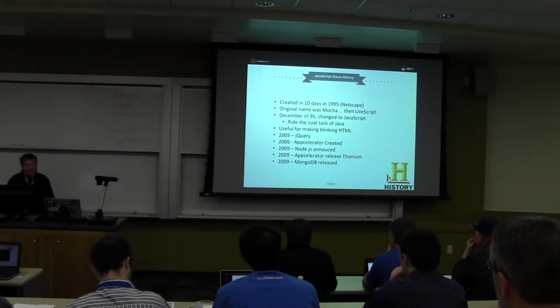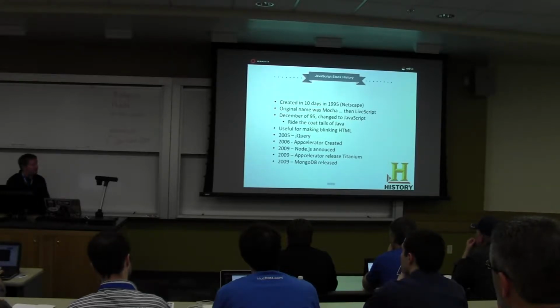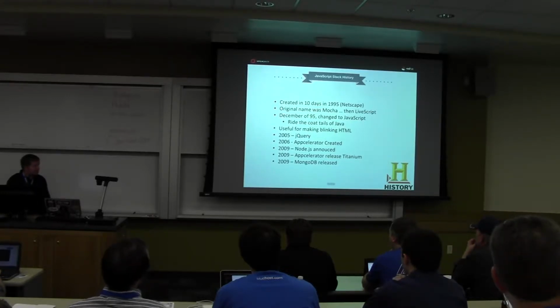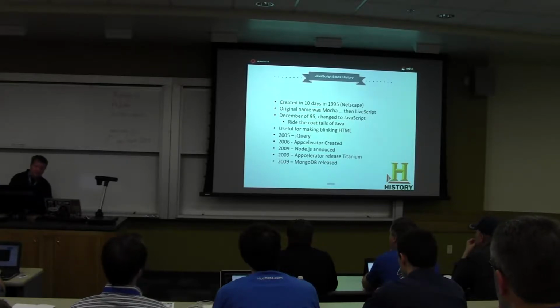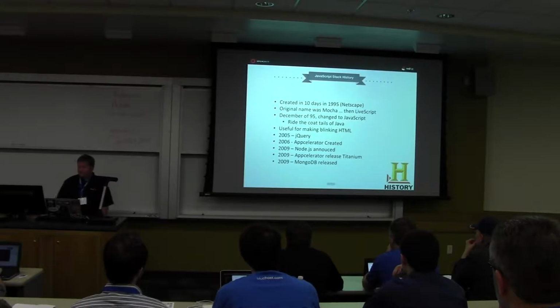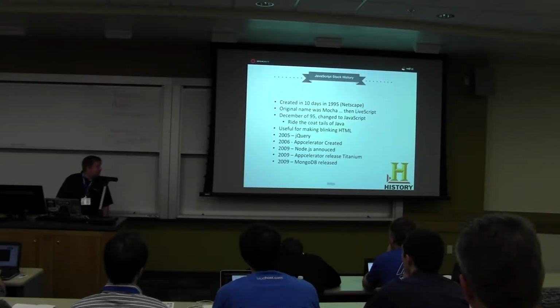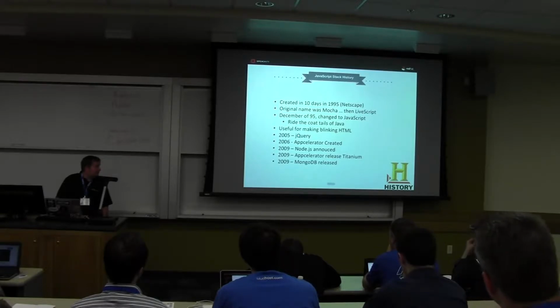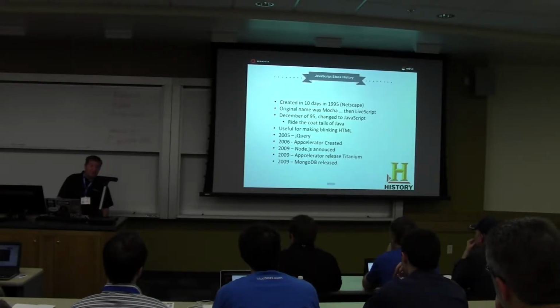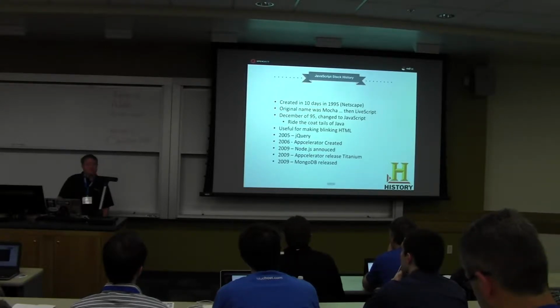Appcelerator was created in 2006. Some of you may have never heard of Appcelerator, but we're going to be using that in the talk as well. They were created in Atlanta, Georgia, and then moved to the Valley in California a couple of years later. In 2009, Node.js was announced, and I'm still amazed at how popular Node.js has become in just a few short years. The two big companies behind Node.js right now are Joyent and StrongLoop.